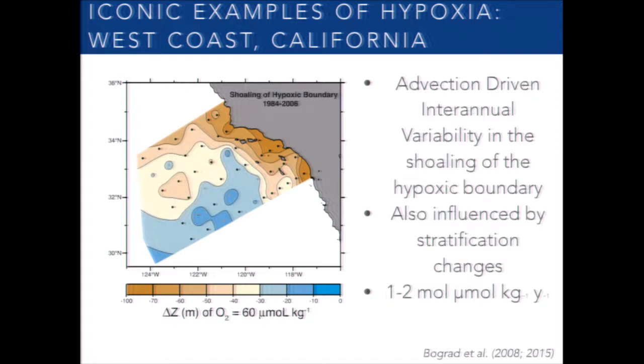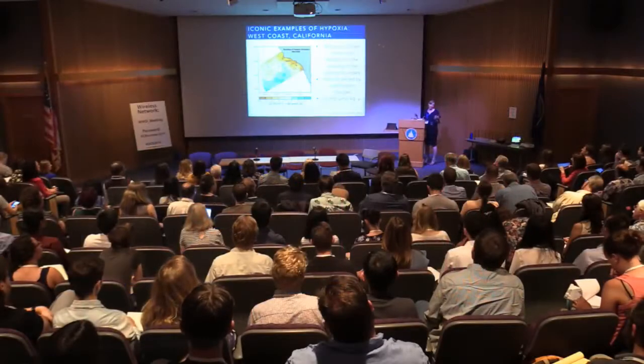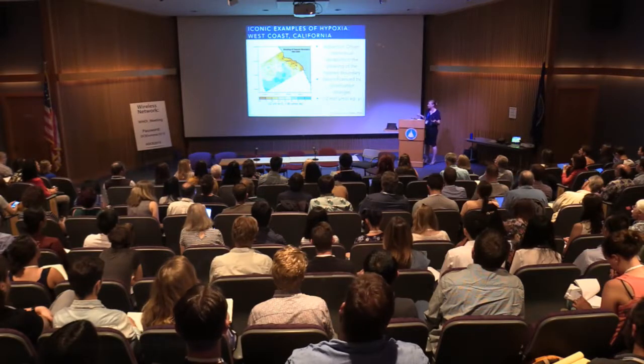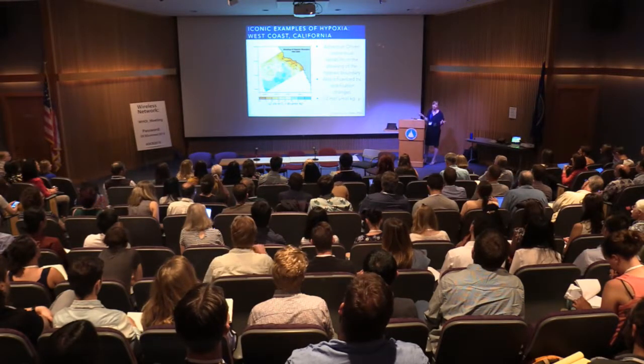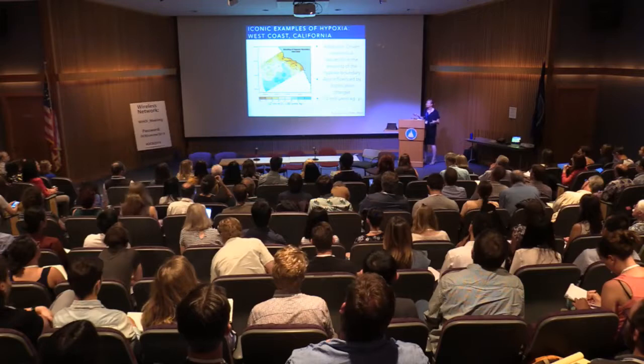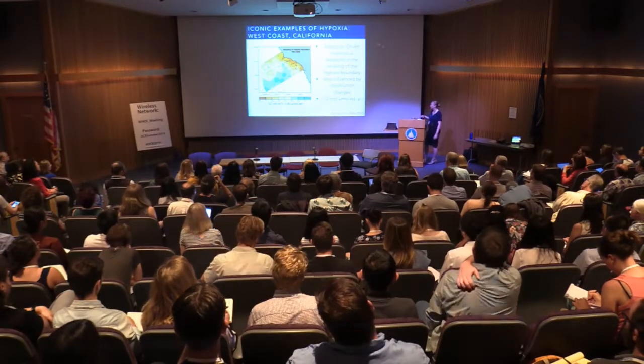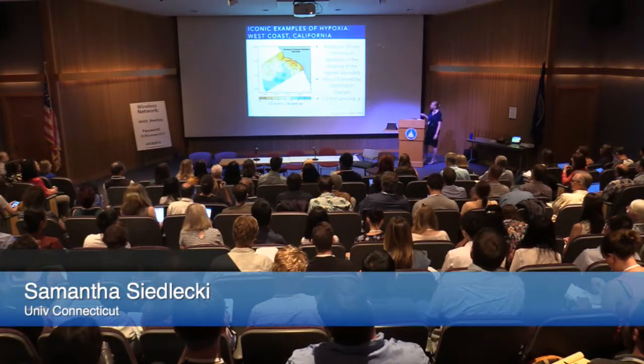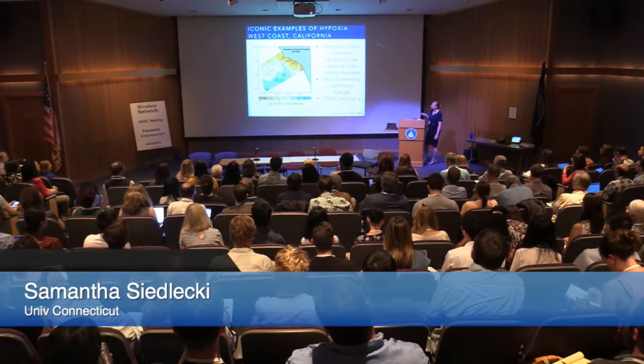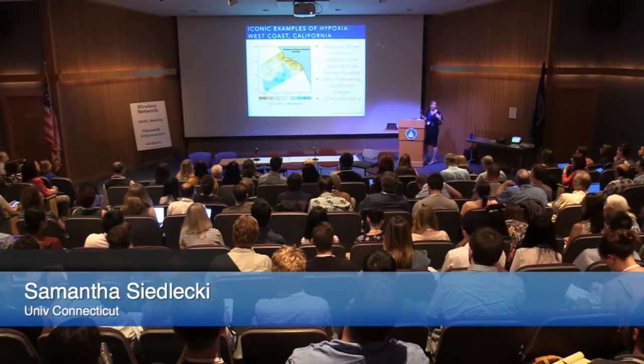And so iconically, we view the California current system as this advective system, that water that's upwelling is bringing with it that hypoxic water. And largely this view has been shaped by a lot of the work that's gone on in the Southern California current system. And so this is Steve Bograd's papers both in 2008 and 2015. This is from 2008. Detailed a shoaling of that hypoxic boundary, right?